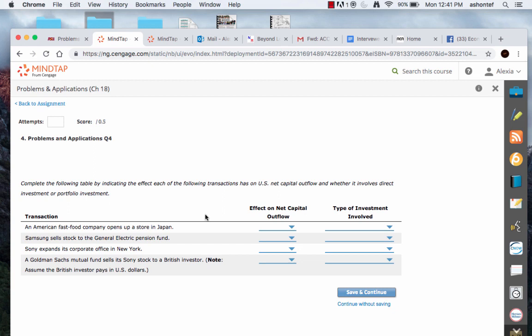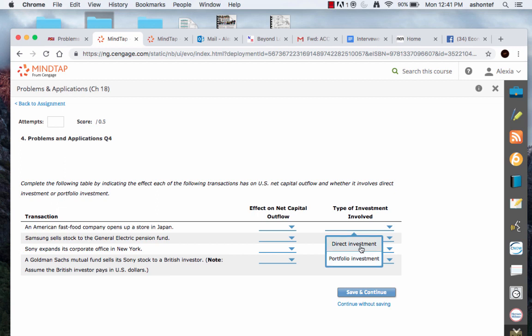So question number 4 is just continuing on with the idea of net capital outflow. So reminder, net capital outflow is the difference between purchases of foreign assets by, in this case you'll think of U.S. residents, minus the purchase of domestic or U.S. assets by foreigners. So it's the difference between the two. And then you're asked about the type of investment that is involved. Is it going to be a direct investment or portfolio investment?